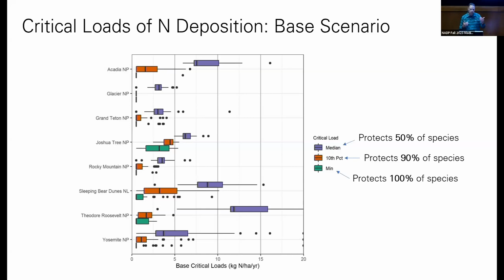So we see across these 8 parks that most of these critical loads are below about 5 kilograms of N per hectare per year, somewhat regardless of which type of critical load we're looking at. The median for some parks does get up around that 10 kilogram mark, but for the most part, we're below or around 5.